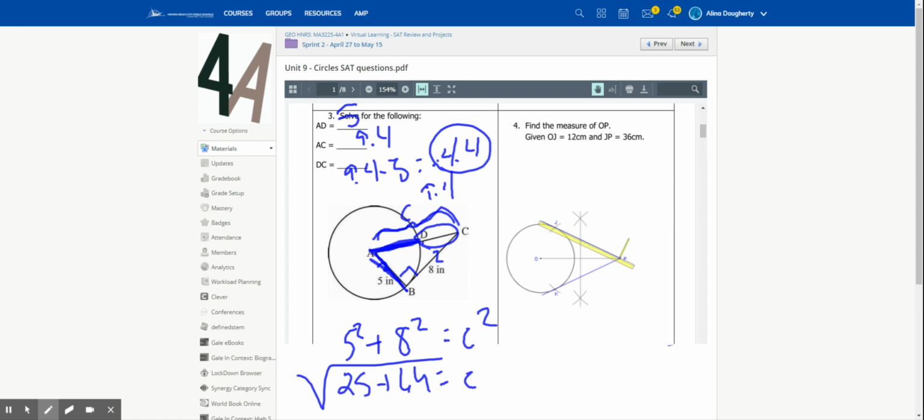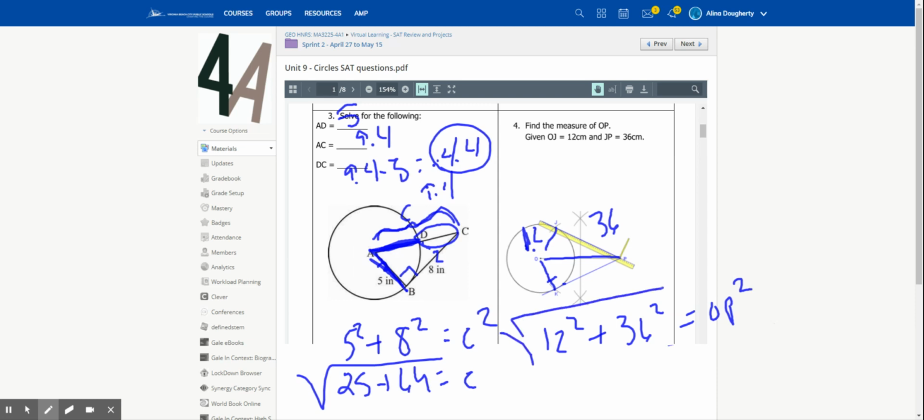Going on to number 4, find the measure of OP. So my question mark is this, and I know that those are tangents, so it makes a right angle. Given OJ is 12, so the radius is 12, and JP is 36. So those are the two legs of my right triangle. So 12 squared plus 36 squared equals OP squared. So you can just solve that. Take the square root of it, and that's going to be your answer, right?